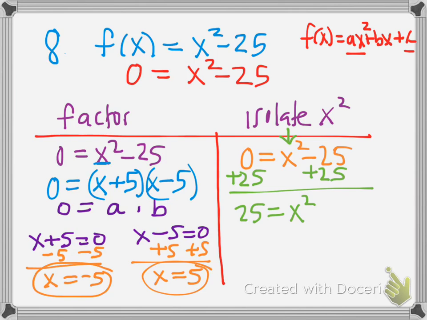And then the opposite of squaring x would be taking the square root of both sides. So you have x is equal to, and then the square root of 25 actually has two answers. It's a positive 5 and a negative 5. So your two solutions are plus or minus 5, which is exactly what you got when you factored.